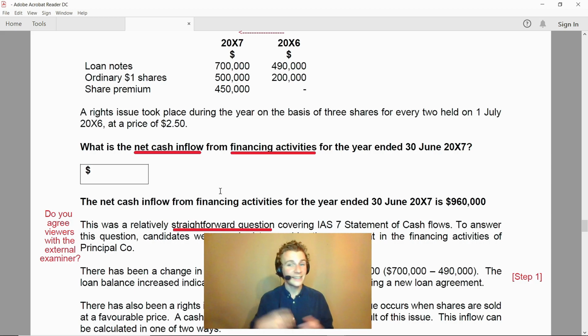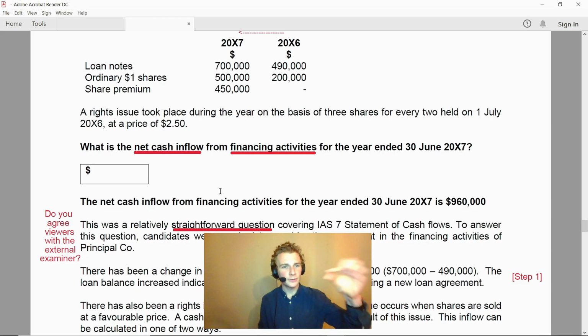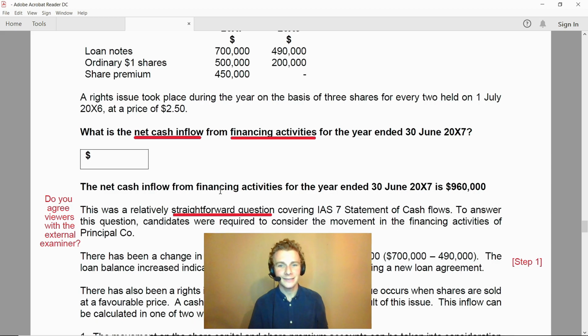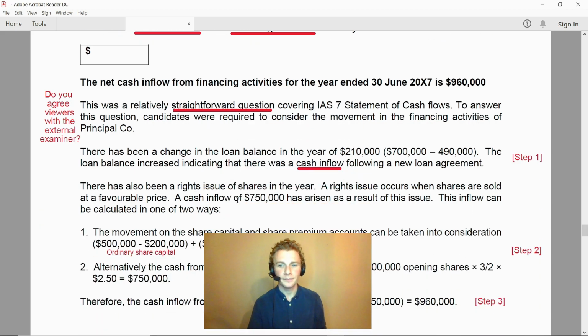Well, that's the start of the year, so no apportioning in terms of it, but we've got loan notes and we've got some share capital and share premium. So we're going to have to break this down one by one. The first thing I'm thinking is, well, the loan notes have gone up, so that's definitely a cash inflow. But let's go through the actual answer and we'll walk and talk it through on here.